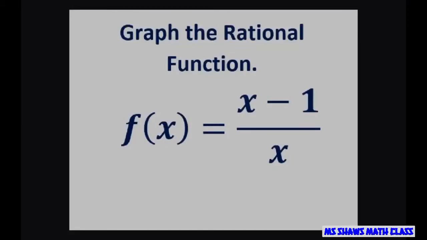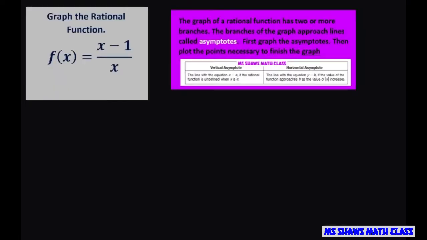Everyone, we're going to graph the rational function f of x here. This is an introductory video if you've never graphed rational functions before. Usually they look something like this. They have little branches that approach lines called asymptotes. So we have to find the vertical asymptote and the horizontal asymptote.